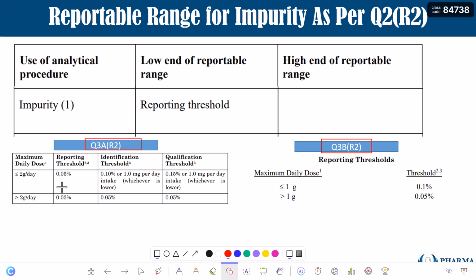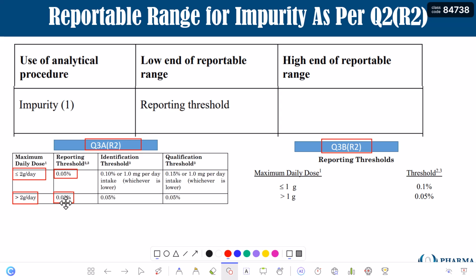There are two important pieces of information to understand. If the maximum daily dose is less than or equal to 2 grams per day, then our reporting threshold should be 0.05%. If the maximum daily dose is greater than 2 grams per day, then the reporting threshold will be 0.03%. Now here is the important information.